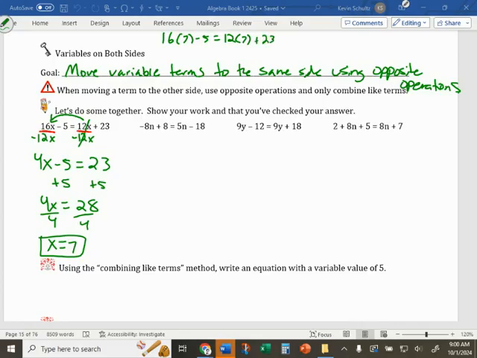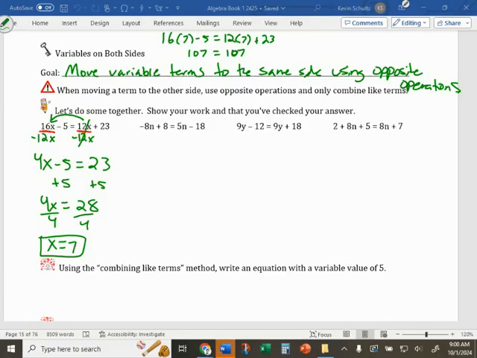Okay? Well, 16 times 7 is 112. Minus 5 is 107. 12 times 7 is 84. 84 plus 23 is 107. We're looking for the value for x that makes the equation true. And 7, we plug that in for x, it makes both sides the same.